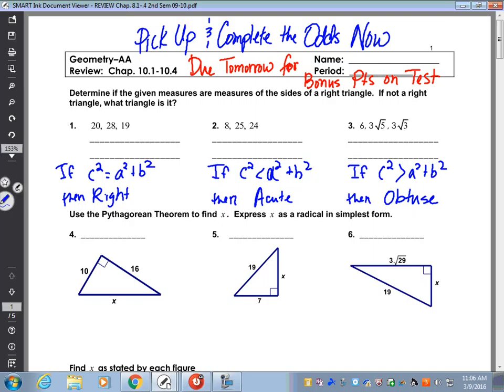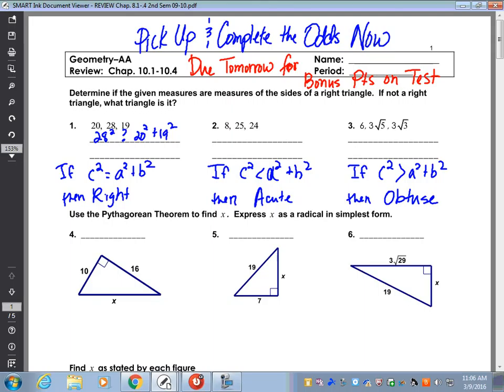Will you write that what you just wrote? So if you need this, you can write that down on the blank side, underneath. So you start with the longest side always. This would mean you have to start with 28. You would need to square that, and compare that to 20 squared plus 19 squared.